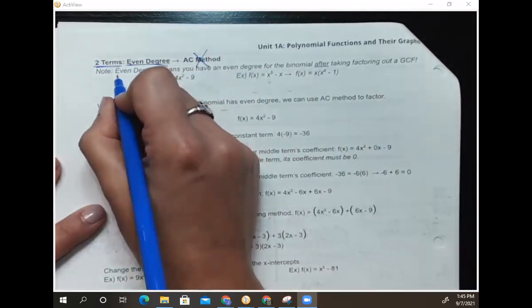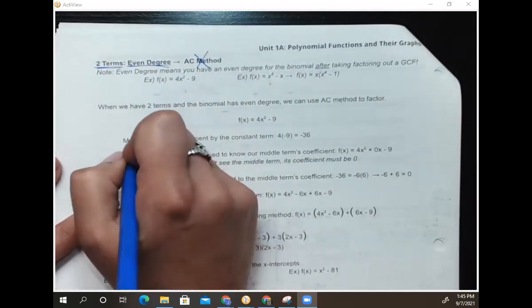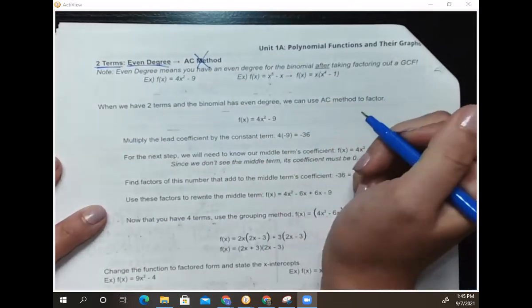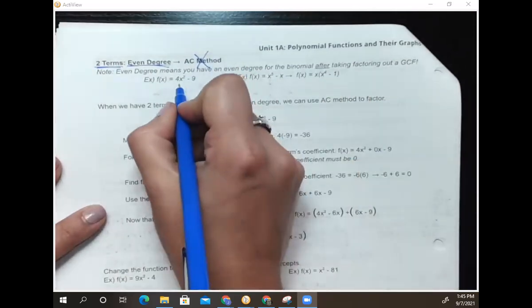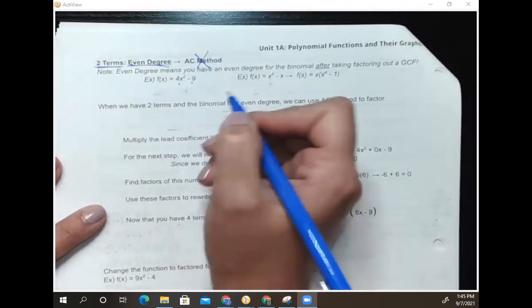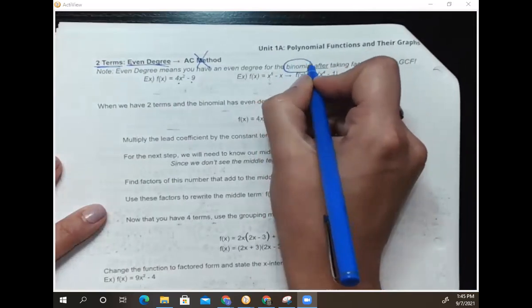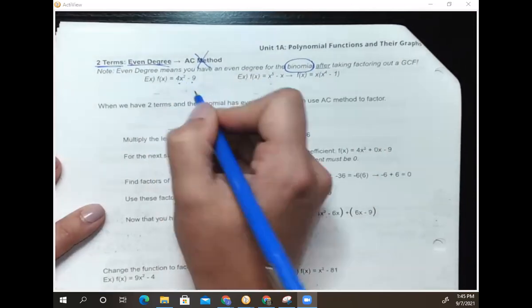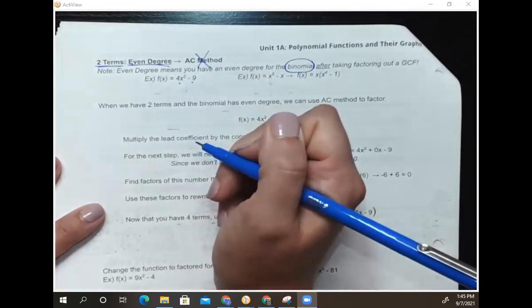And then I want to draw attention to the note up at the top. Even degree means that once I've taken out a GCF, I have an even degree for my function. So two terms, that's what we call a binomial. Binomial means two terms, and we want an even degree here. So an x squared and x to the fourth, something like that.